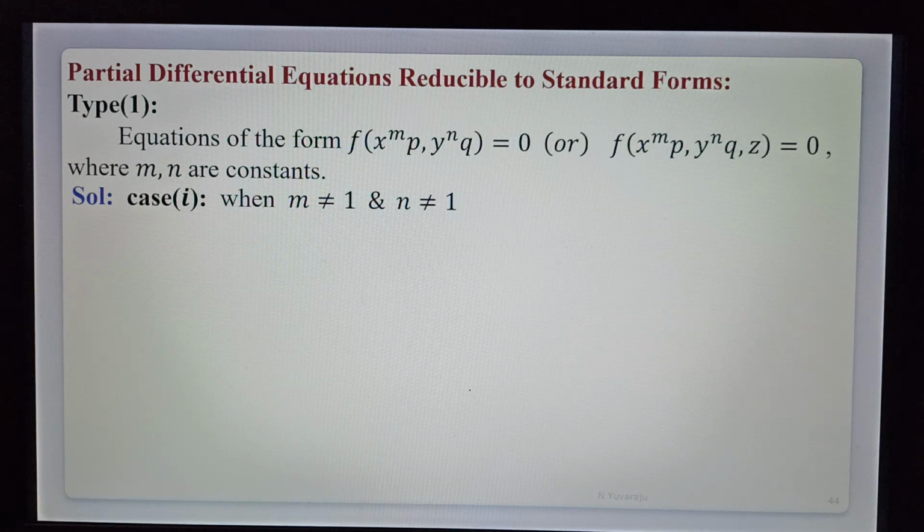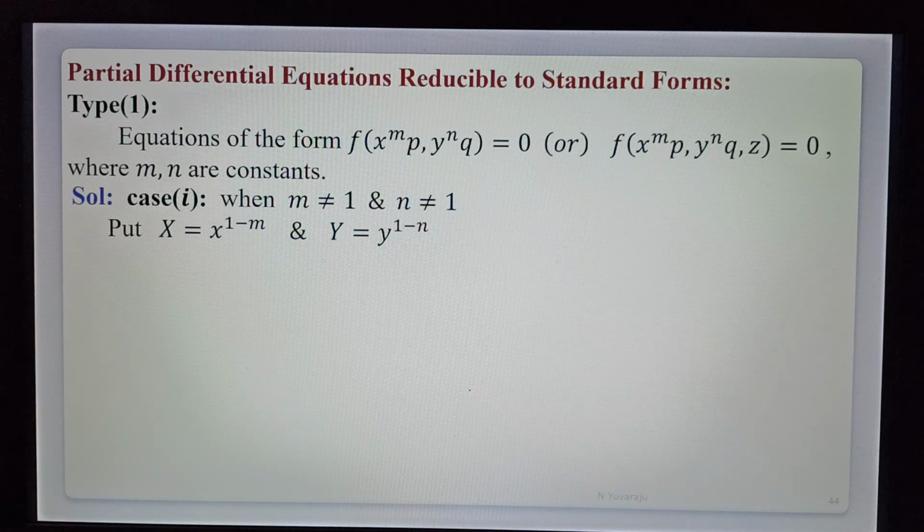See the solution. Here m and n are constants, and two cases are given. Case 1: m is not equal to 1 and n is not equal to 1. In this case, how do we convert the given equation? We substitute capital X is equal to x power 1 minus m and capital Y is equal to y power 1 minus n.